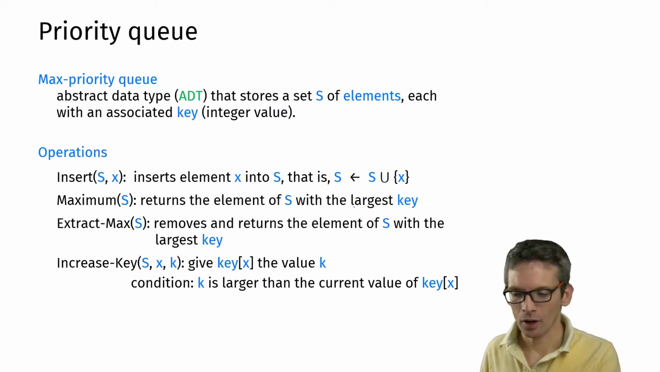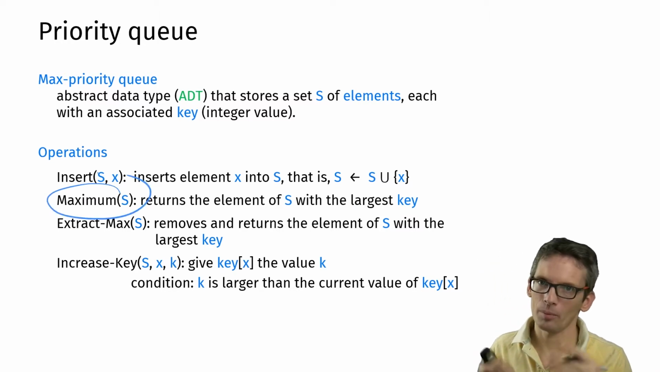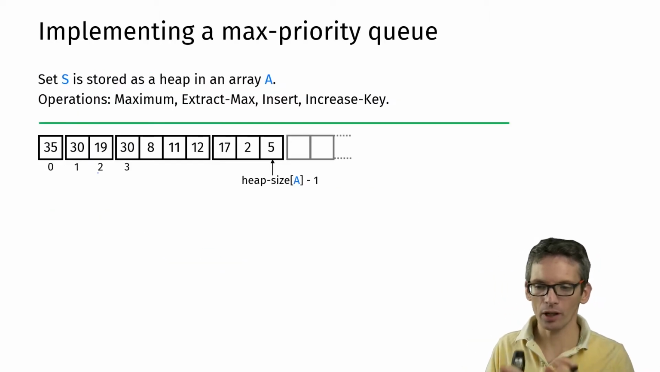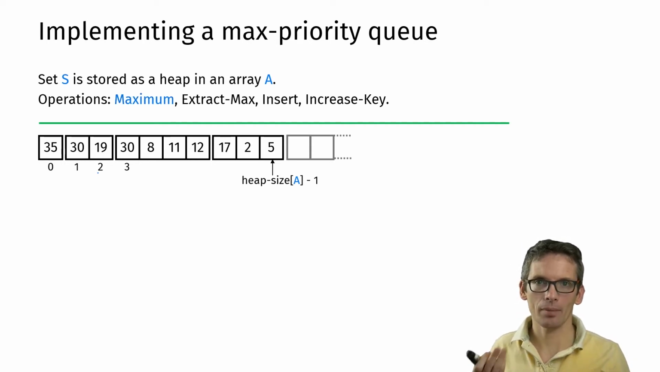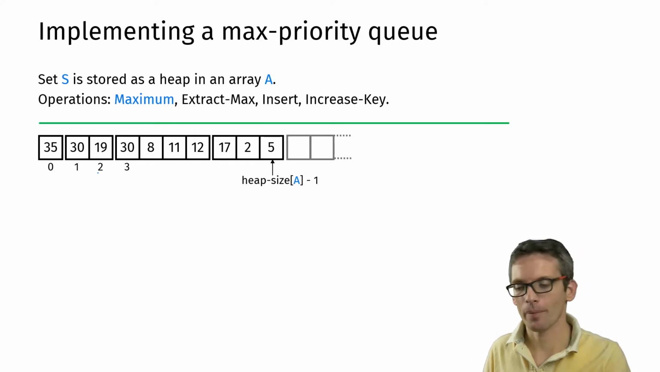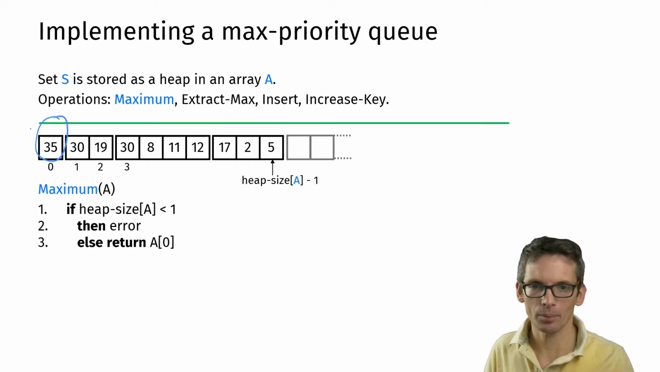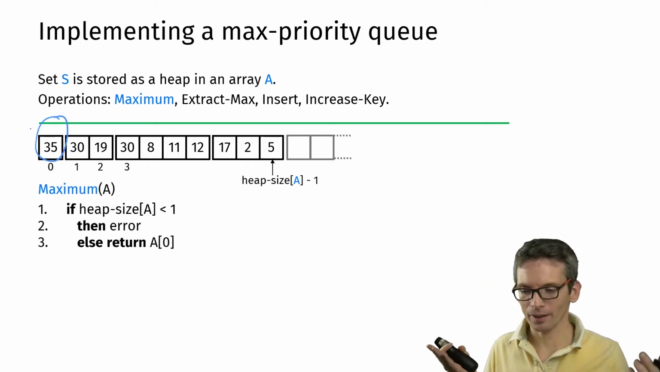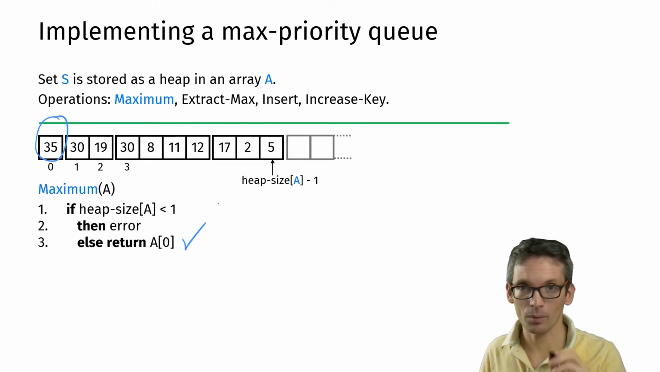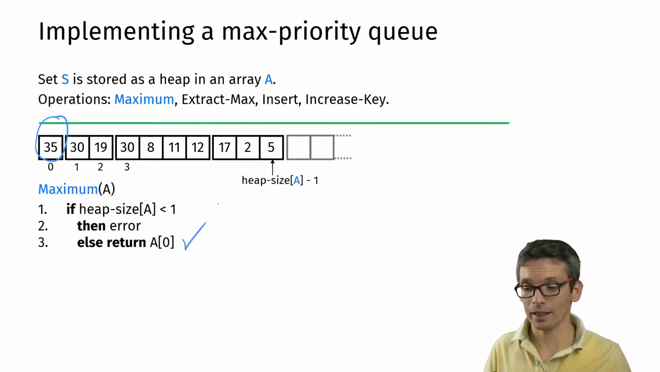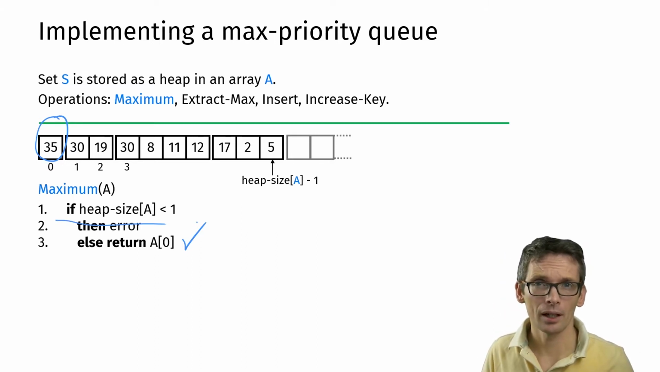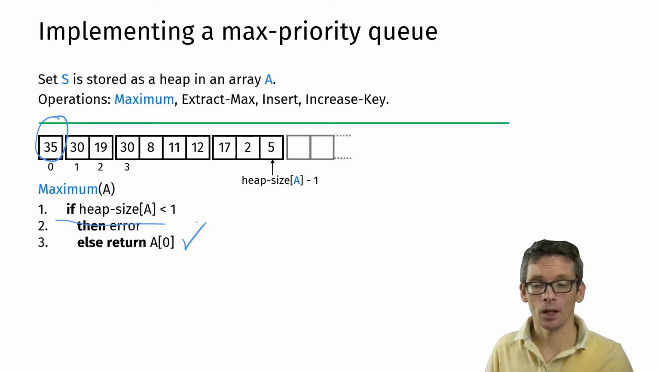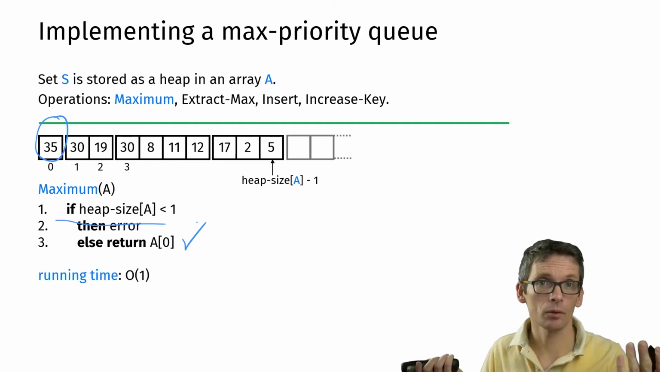Let's start with the maximum. That's the easiest operation. So here we have a heap stored in an array, and we want to find the maximum. So what's the maximum? The maximum is the element at position 0. So implementing this is very easy. We simply return what is at index 0. Obviously we first need to check that our heap is not empty. What's the running time? The running time is constant.